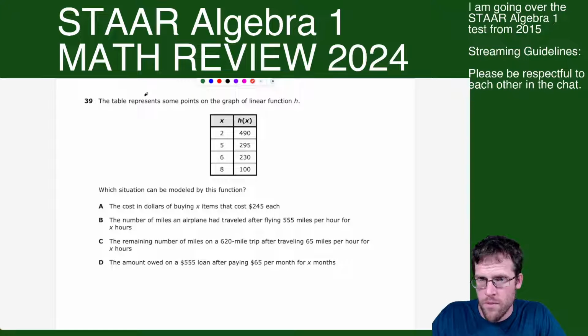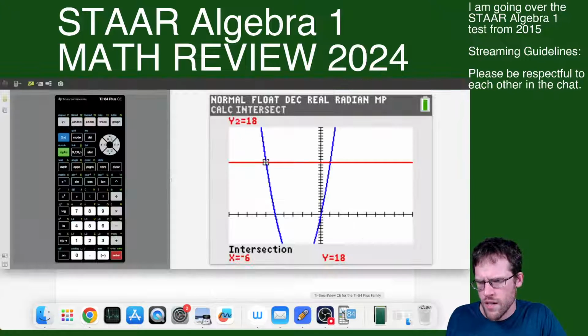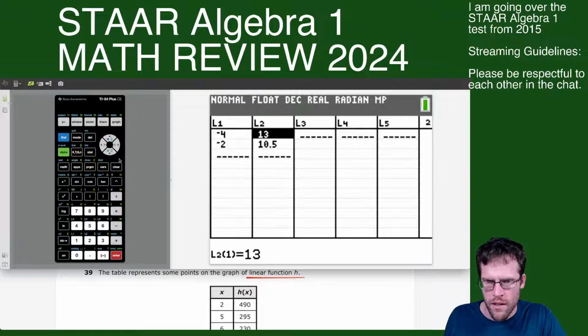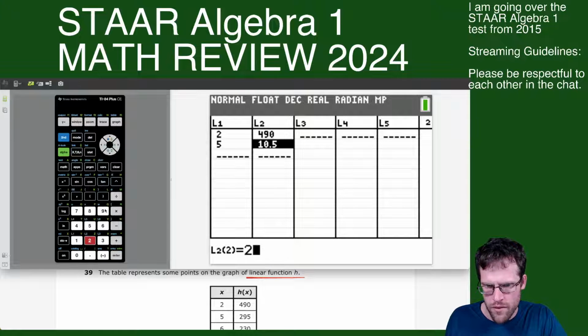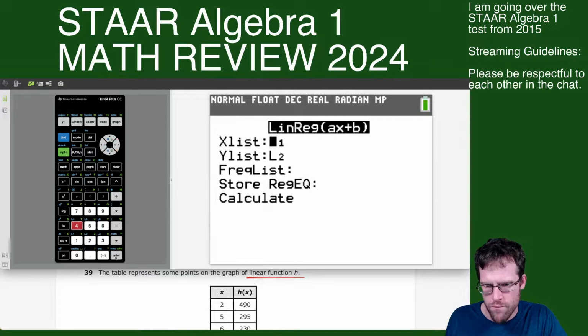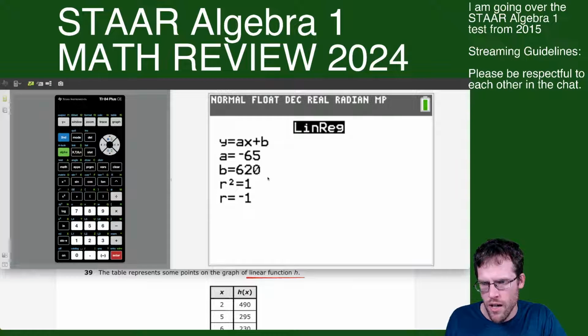So here we have a table that represents some points on the graph of linear function h. So linear, once again, which situation can be modeled by this function? Okay, so for this one, we could do that same technique again of going to stats. So this is a really good trick to know. Stats, edit, and just type in a pair of points. So 2 and 5. I only need 2 points to write the equation of a line. 490, 295. And now I go stats, edit, linear regression. I'm doing this so I get the entire function in case I need more information.